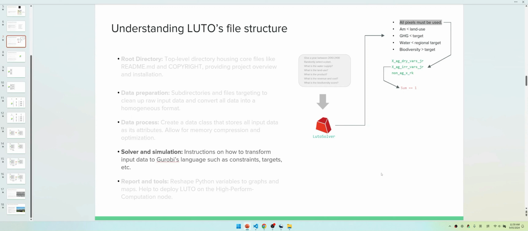Hello, I'm Jinzhu Wang. In the last video, we walked through how the Luto solver can translate those requirements into mathematical expressions. In this video, we will have another high-level and deeper walkthrough of how exactly Luto works with input data.